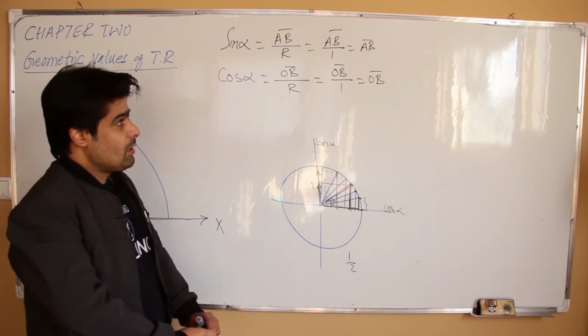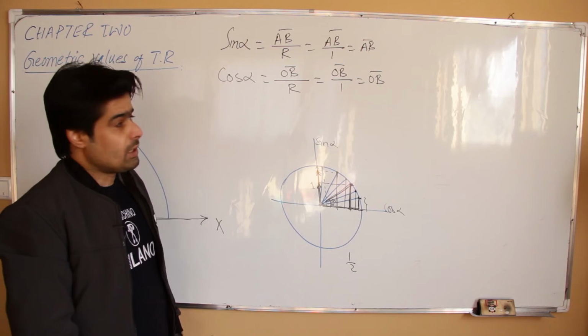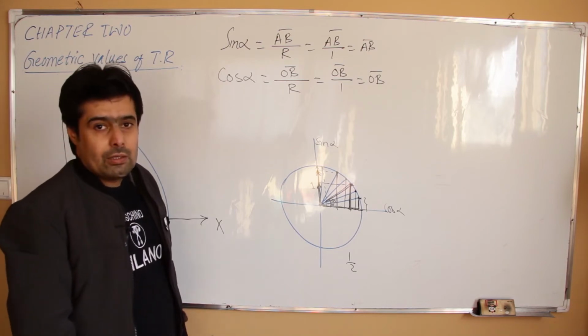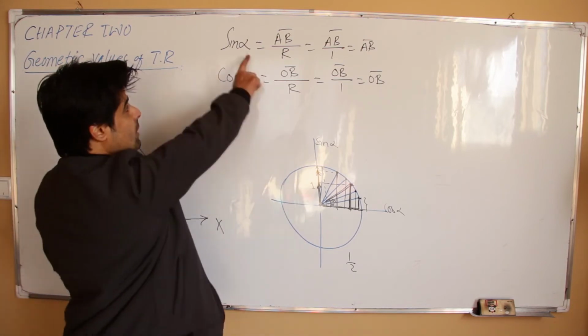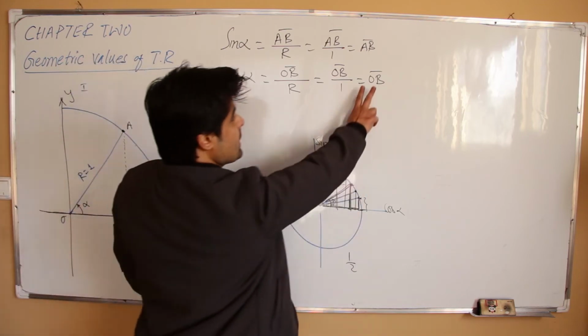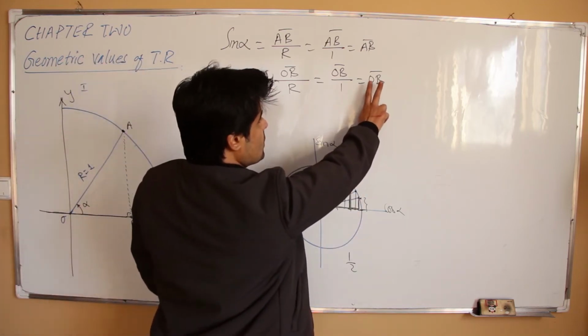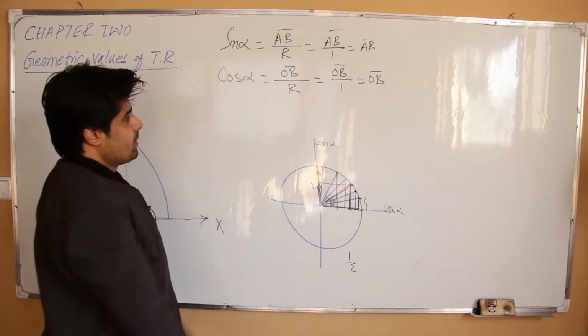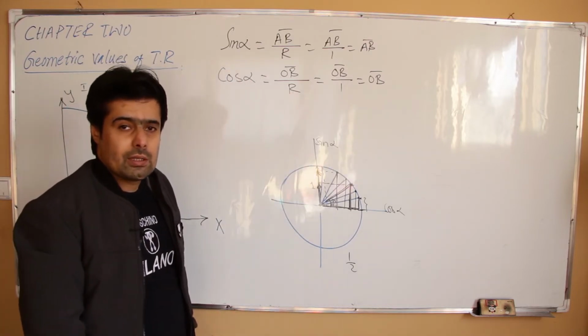Now, what does the EB line stand for? It stands for the value of the sine of the angle alpha. What does OB stand for? It shows the value of the cosine of that alpha. I think you have got it.